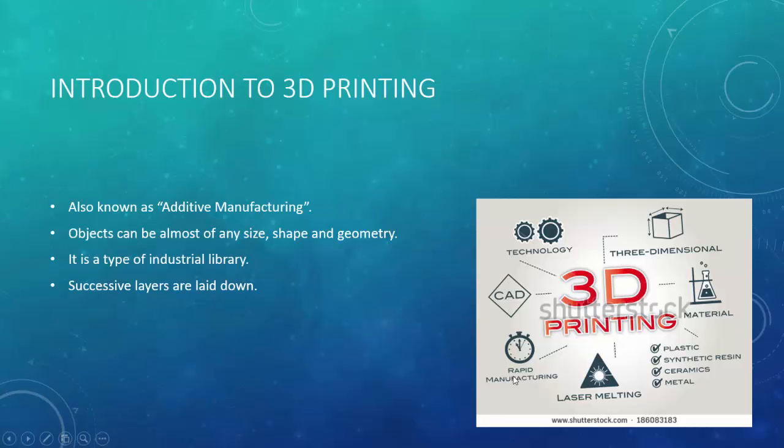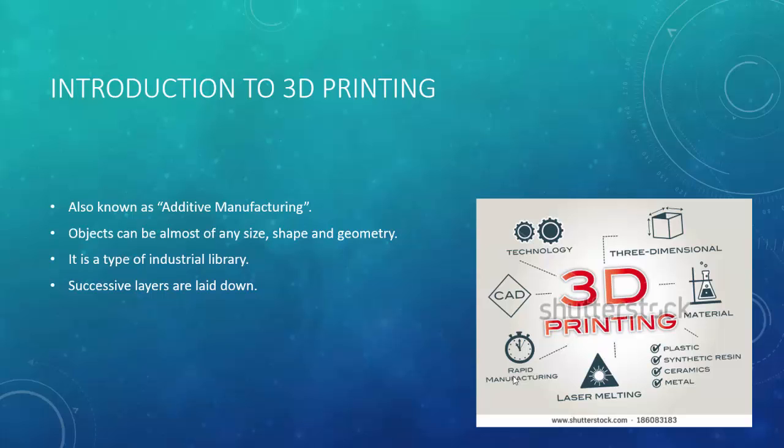3D printing is also known as additive manufacturing. 3D printing or additive manufacturing is the process of making three-dimensional solid objects from a digital file. The creation of a 3D printed object is achieved using an additive process.